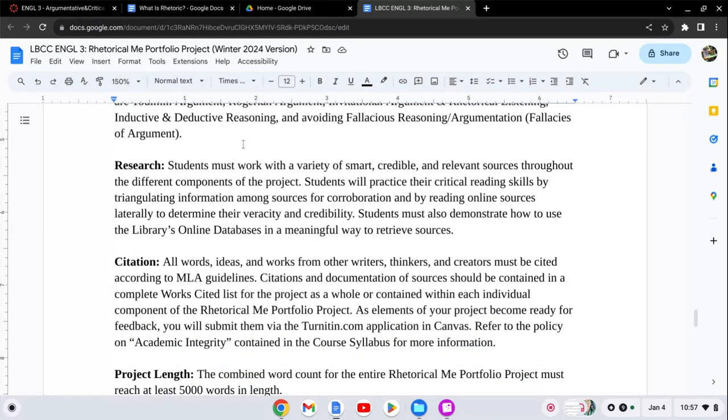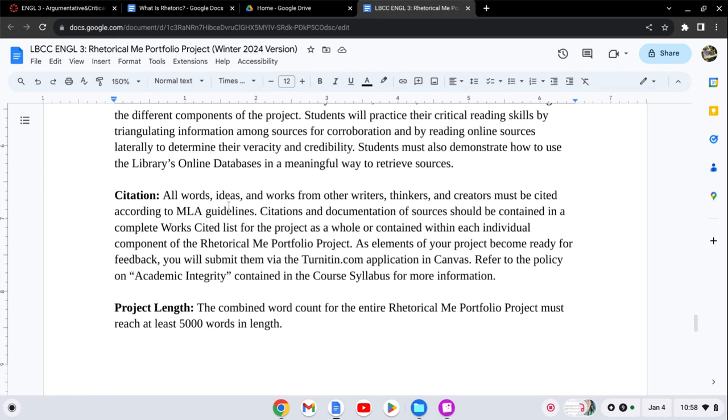Research. Students must work with a variety of smart, credible, and relevant sources throughout the different components of the project. Students will practice their critical reading skills by triangulating information among sources for corroboration and by reading online sources laterally to determine their veracity and credibility. So I mentioned earlier that we'll learn about what triangulation is, or triangulating. We'll also learn about what reading laterally means, or lateral reading. But again, we want to make sure that we're conducting research for these different components of the project.